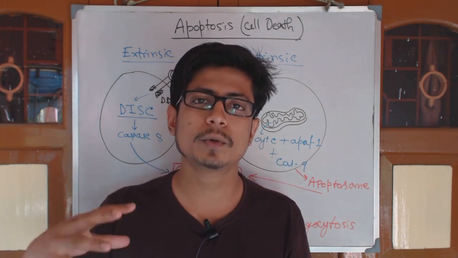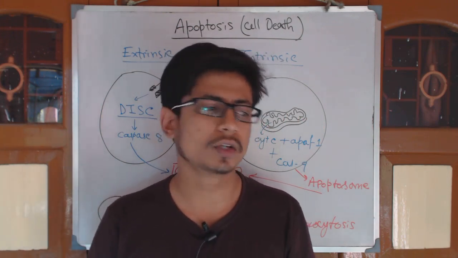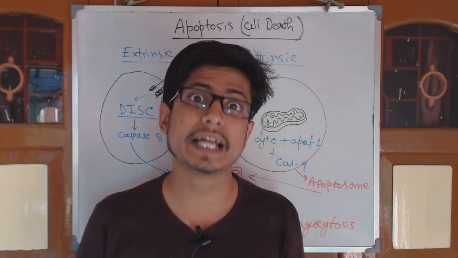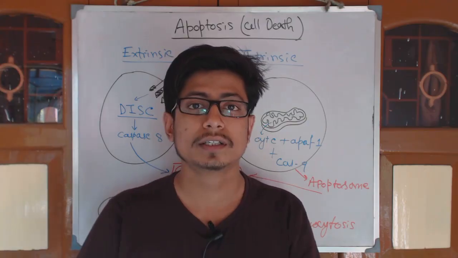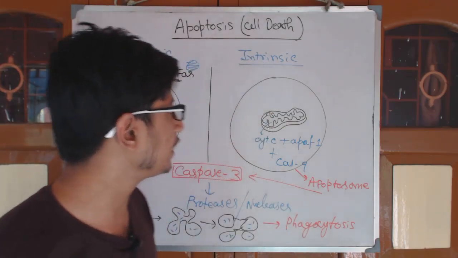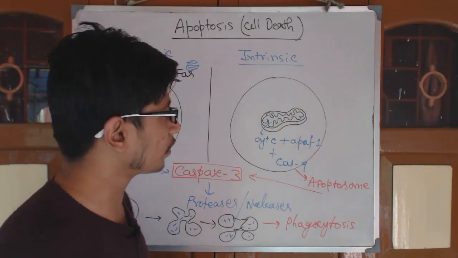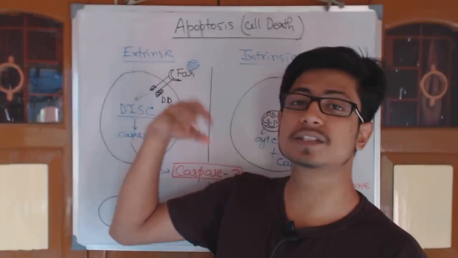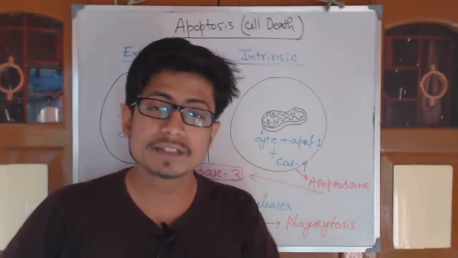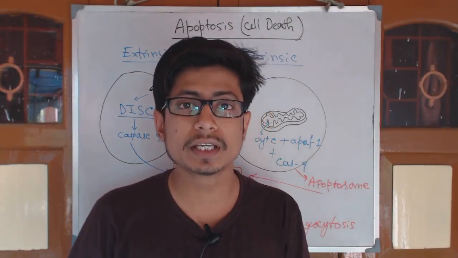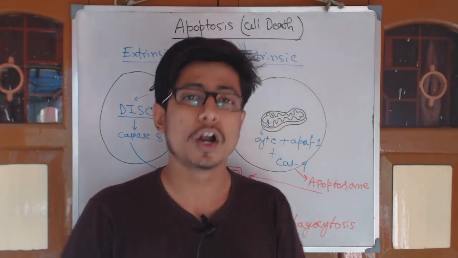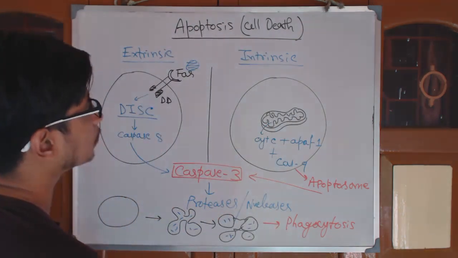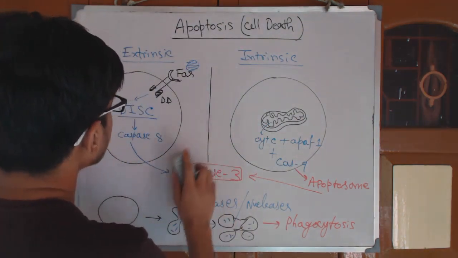That means when a cell goes through any kind of stress or problem, like DNA damage, it tries to kill itself to limit the effect to only that cell, not the neighboring cells. We know the intrinsic pathway originates from inside the cell, while the extrinsic pathway originates from outside. In this video tutorial we'll be talking about the intrinsic pathway of apoptosis, also known as the mitochondrial pathway of apoptosis.